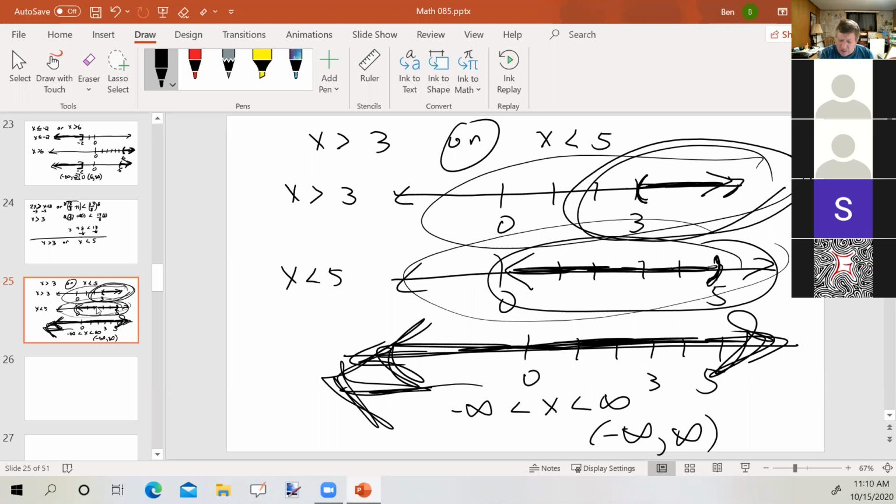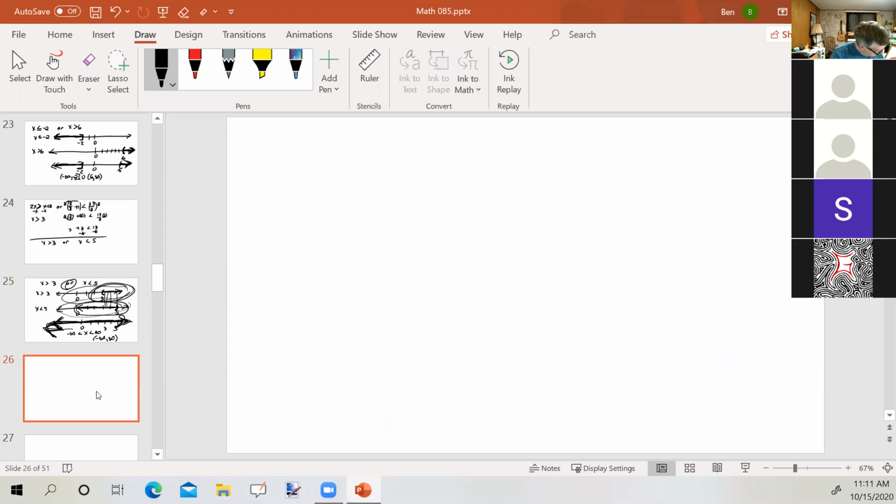Now, if we change this to and we just wanted the intersection, then it would just be between 3 and 5, but it's or. So you've got to know your vocabulary, okay? A U, union, the word or. Upside down U, intersection, the word and. Intersection, what they have in common. Union, all of both. Okay? One more example.